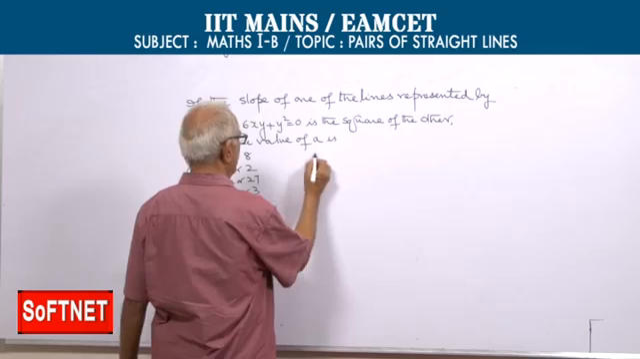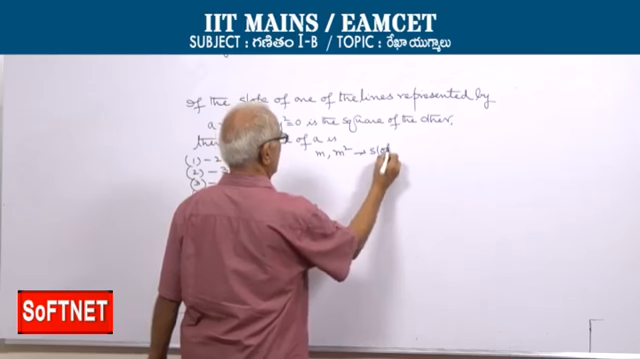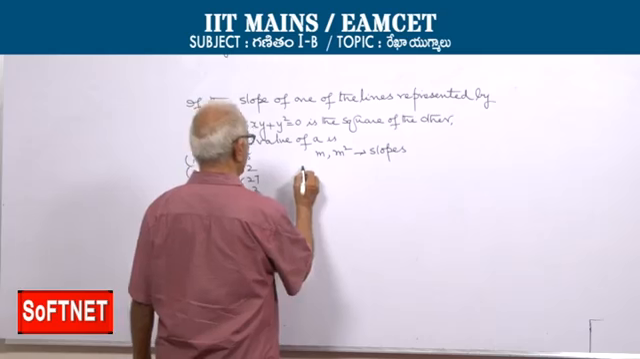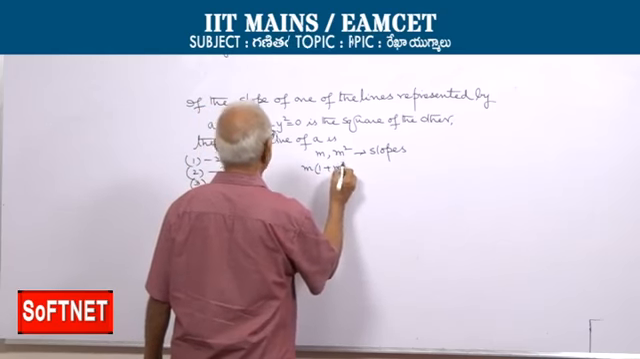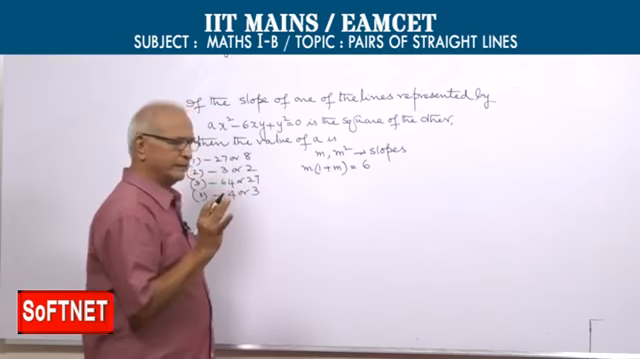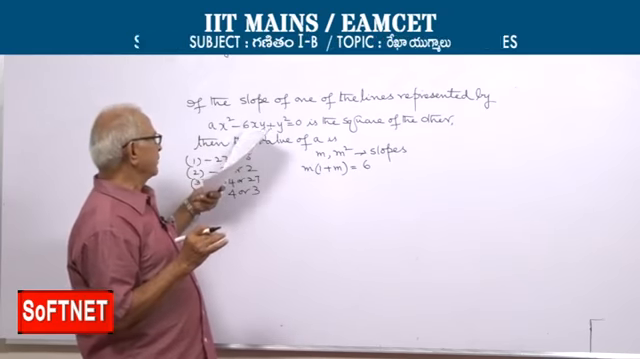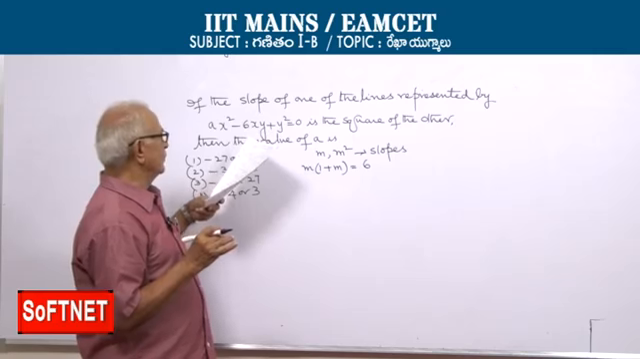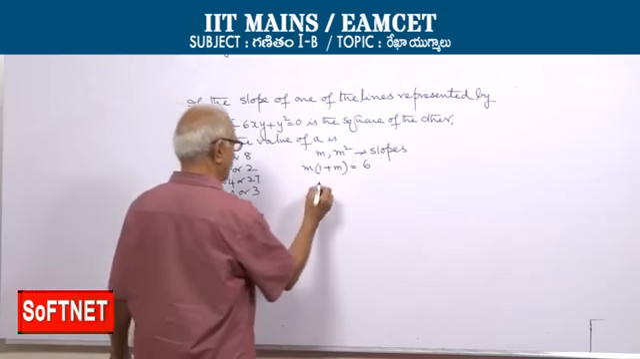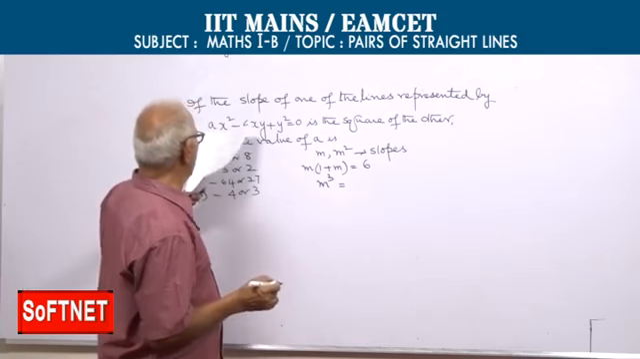So as usual, let the slopes be m and m square. So sum of the slopes is m into 1 plus m, equal to minus 2h by b, that is 6 by 1. Here b, the coefficient of y square, is 1, and 2h is minus 6. So minus 2h by b gives 6 by 1, that is 6. Product of the slopes is m cubed, equal to a by b. a by b is a.